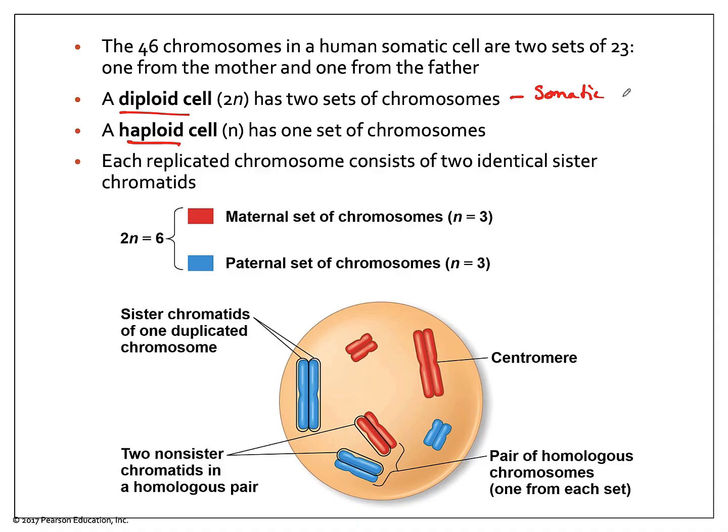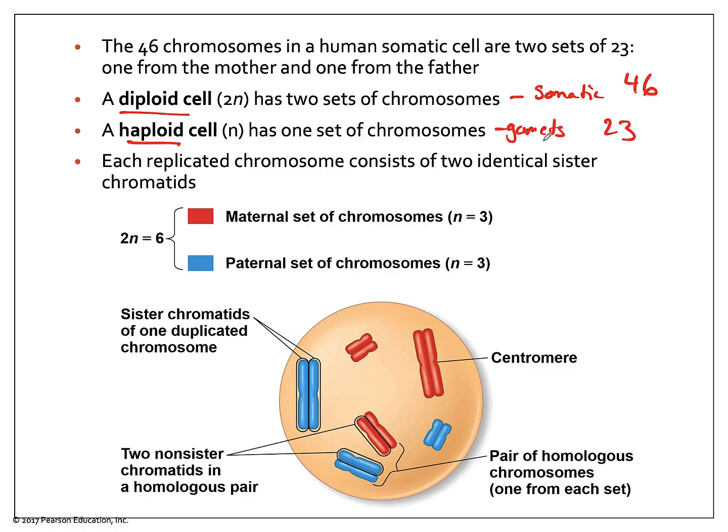So a somatic human cell is going to have 46 chromosomes. A haploid cell, again, this is going to be our gametes. So this is going to be the eggs or the sperm that we make at the very end of the meiosis process. For a human, these gametes are going to have 23 chromosomes.